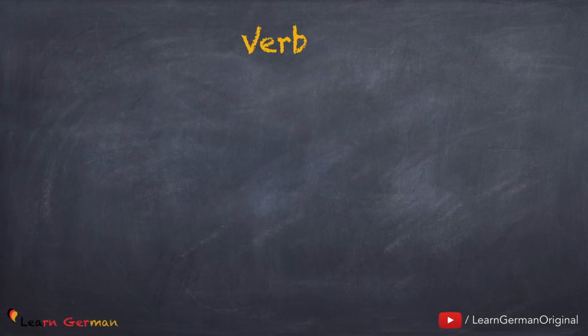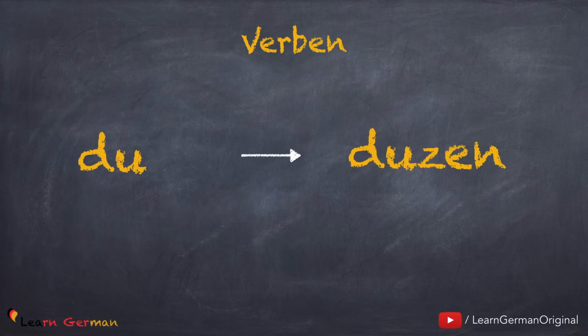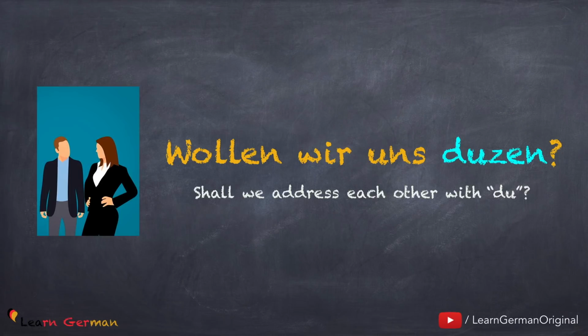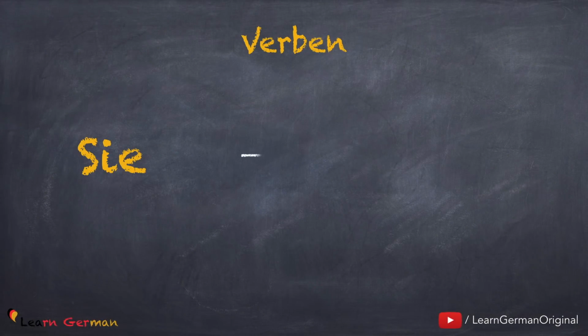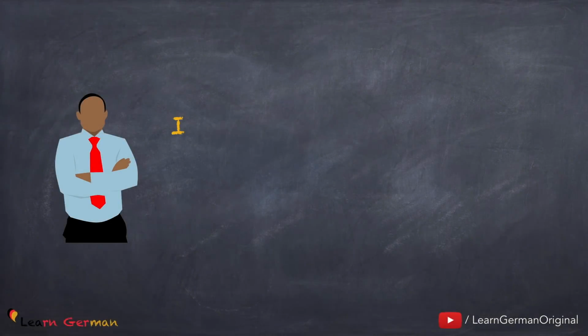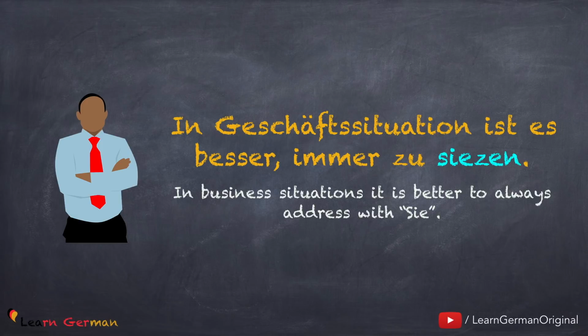In the German language, there is a verb used for addressing someone with du and with Sie. Duzen. For example, a senior colleague asks a junior one, wollen wir uns duzen? And for Sie, the verb is siezen. For example, in Geschäftssituationen ist es besser, immer zu siezen. Yes, that's true. In official situations and in business situations, you should always use the pronoun Sie.